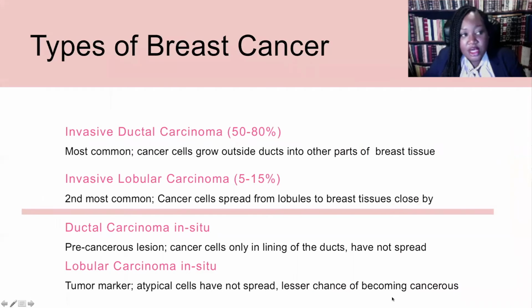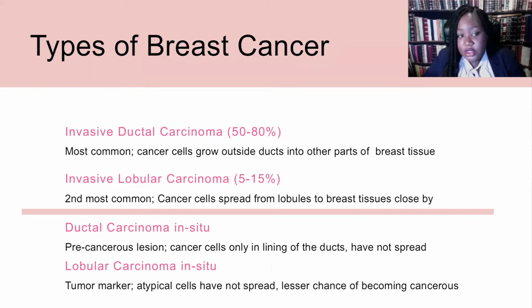All right. So now it's a little bit later. Now, in terms of the types of breast cancers, there are several different types, but the two most common, of which a lot of the other breast cancers are subtypes, include invasive ductal carcinoma, which is about 50 to 80% of breast cancers. It's the most common. In these patients, cancer cells grow outside the ducts into other parts of the breast. So the actual cancer starts in the ducts and goes outside of them to the other breast tissue.